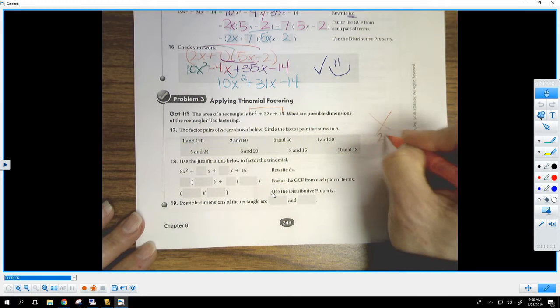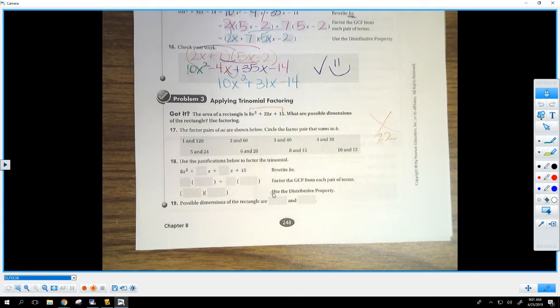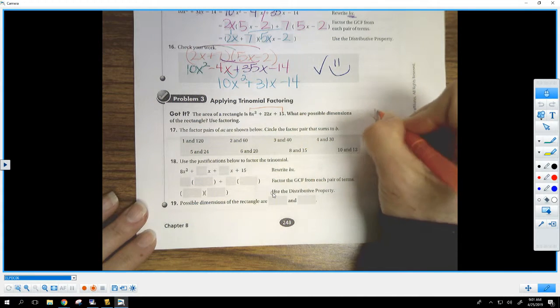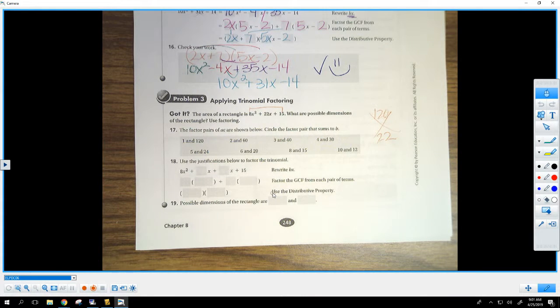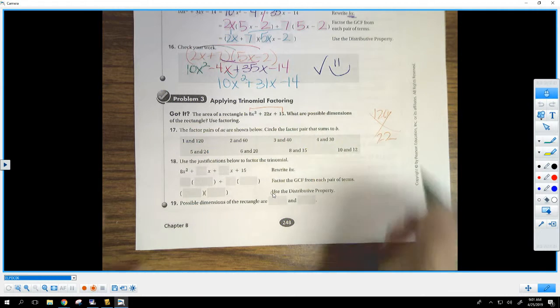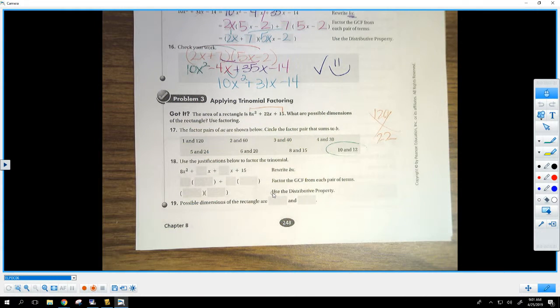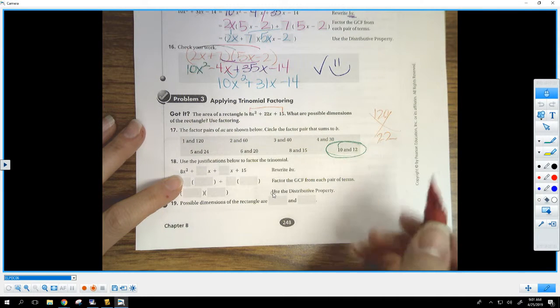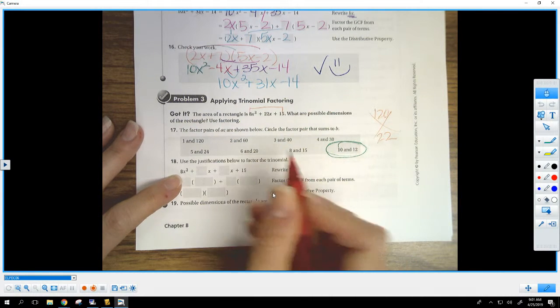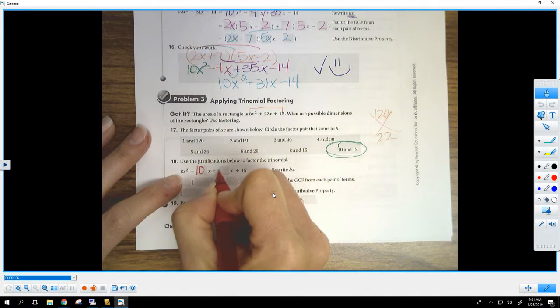So here's where we would make our chart. So here's where we would then say, what is 8 times 15? 120. So we have to multiply to equal 120, add to be 22. So which factors are going to work? 10 and 12. 10 and 12 are what works. So we're going to rewrite it. 8x squared plus 10x plus 12x.